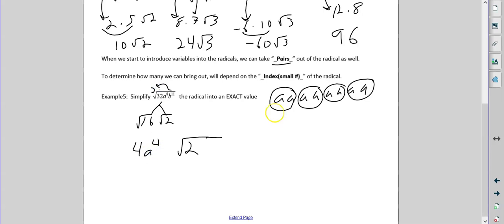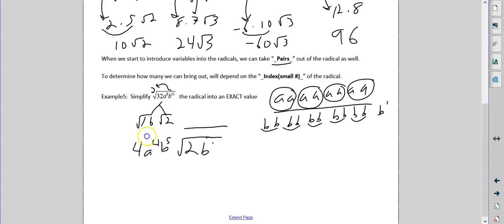Now, until you get used to it, you can do this as a quick little way of doing this. B to the 11. That's a little bit more, but just to see it for the first time, I won't do this every time. There's 2, 4, 6, 8, 10, 11. So there's 1 pair, 2 pairs, 3 pairs, 4 pairs, 5 pairs. So how many pairs came out? 5. And there's 1 single B left inside. You can put the 1 there or not, it doesn't matter.